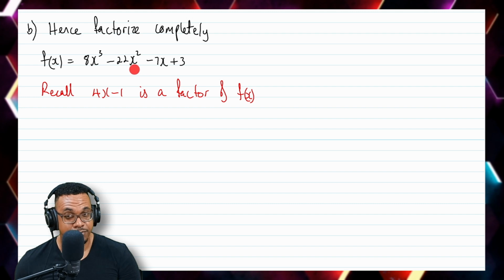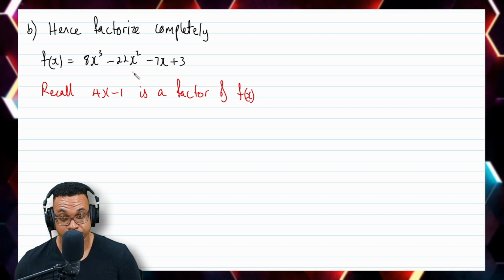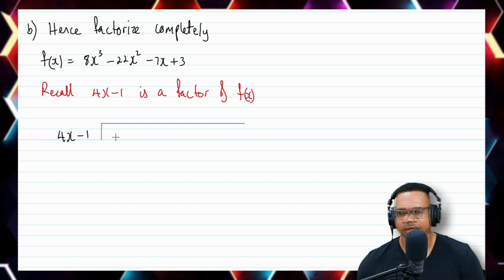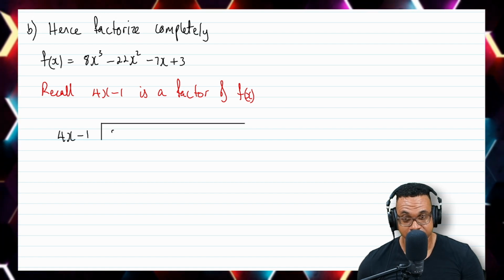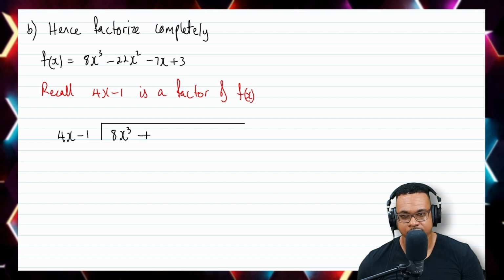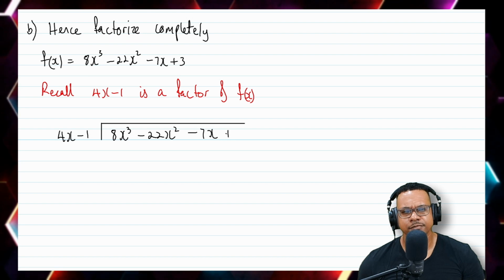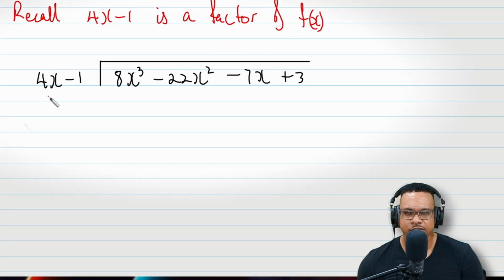And now to factorize this polynomial, we'll have to do the division of polynomials. So I'll have the 4x take away 1 here, and then I'll write my dividend inside of here, which is the 8x cubed take away 22x squared take away 7x plus 3. So now I'll see my first term in my divisor into my first term in my dividend. So 4x into 8x cubed. 4 into 8 is 2. And x into x cubed will give you x squared.